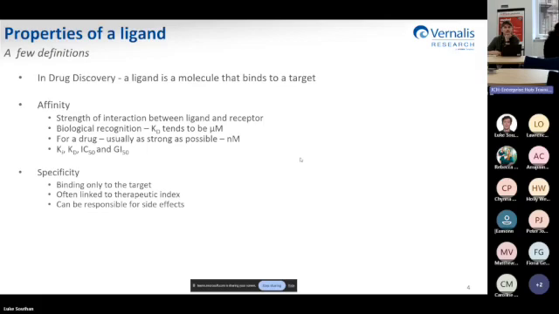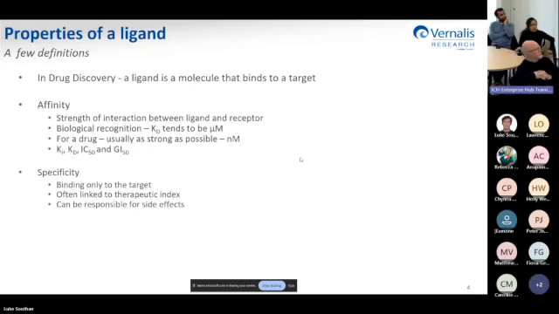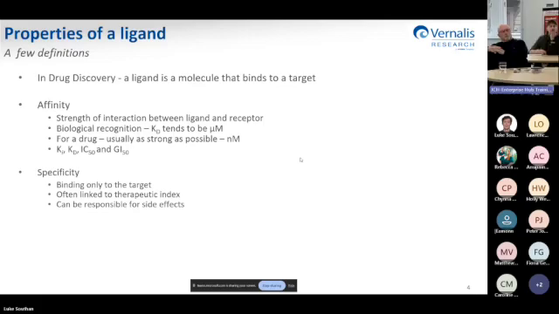Specificity, binding to the target as opposed to related targets, can give you side effects, but can also be polypharmacology. Sometimes you get a better effect if you hit multiple targets. Dirty kinase inhibitors can work quite nicely. So that's something to think about.